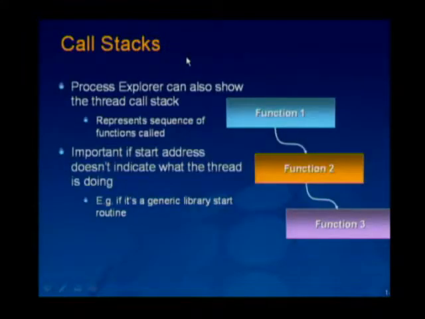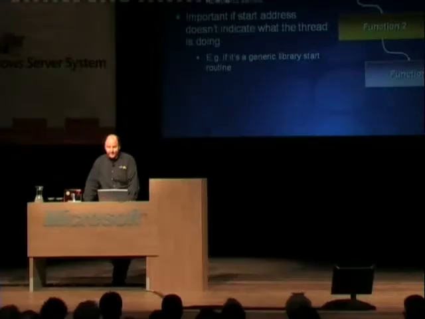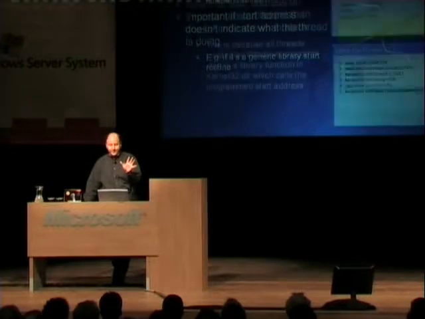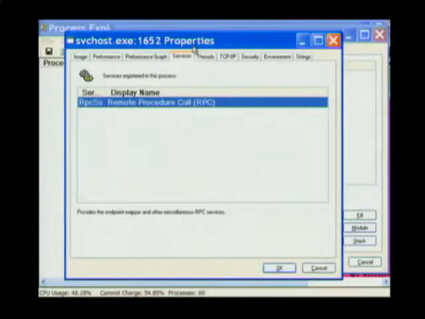So the call stack is a very, very essential piece of state that you may need to look at to figure out what a thread is doing. And Process Explorer makes it real simple. You can do it with WinDBG, but when you attach to a process with WinDBG, the threads are frozen. Looking at the call stack is also a great way to figure out why a thread is in the wait state. So let's go back to Notepad for a second.